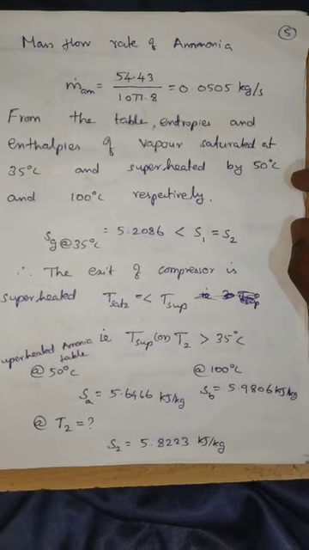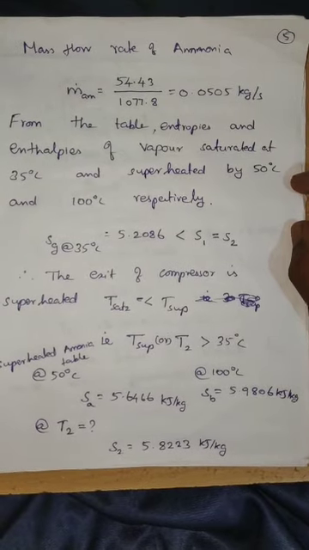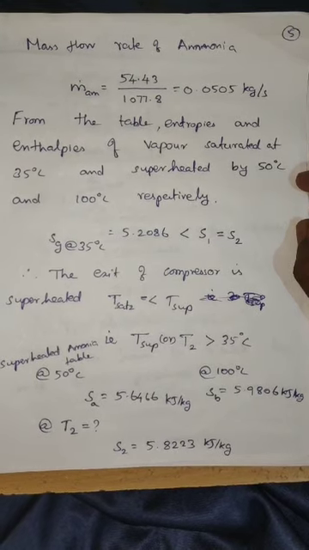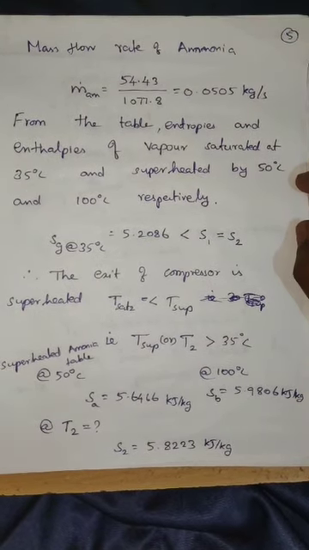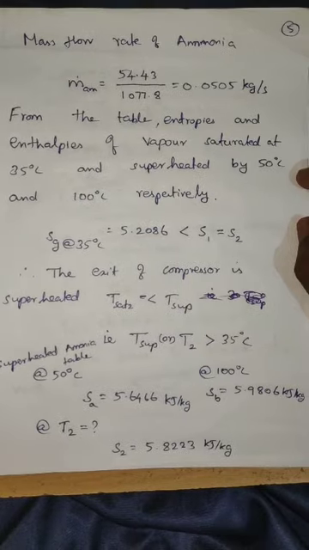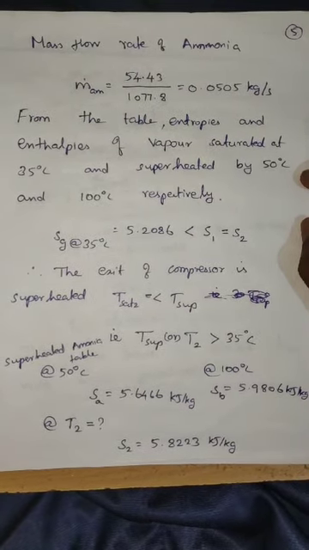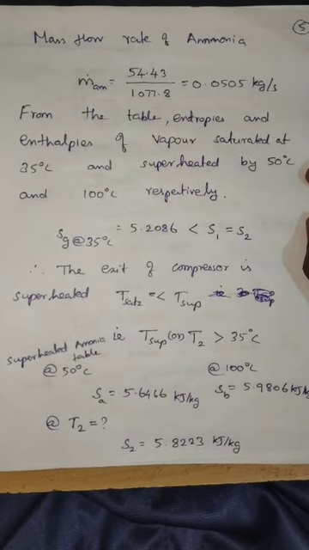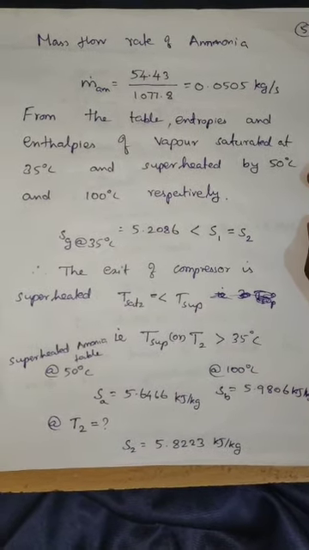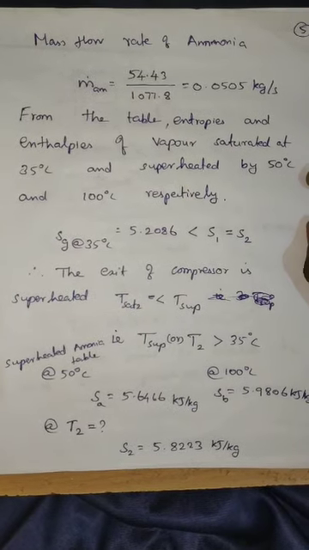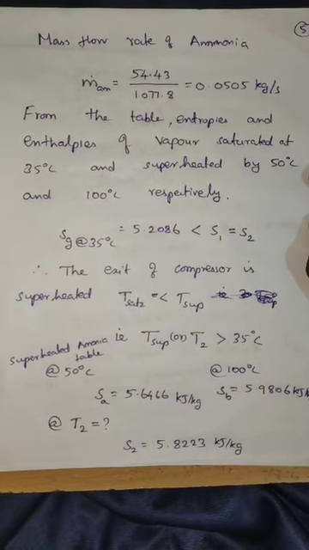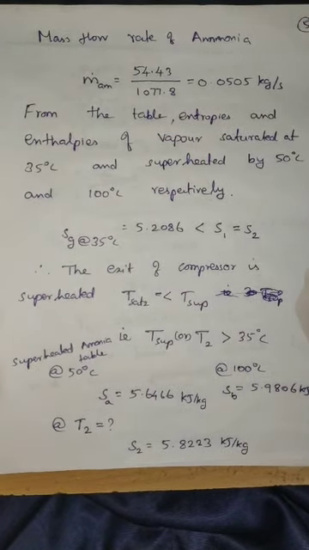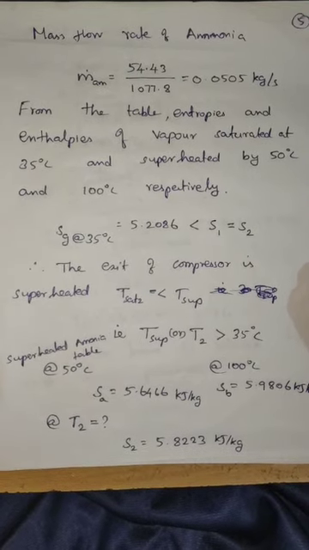The detailed procedure is as follows. From the table, the entropy and enthalpy of vapor saturated at 35 degrees Celsius and superheated by 50 degrees Celsius and 100 degrees Celsius respectively. The data values are from the superheated table of ammonia. Sg is equal to the Sg at 35 degrees Celsius, which is 5.2086, which is less than S1 or S2. Therefore the condition is superheated. That means T saturation 2 is less than T superheated. Then we go to the interpolation calculation to find the T2 or T superheated value.